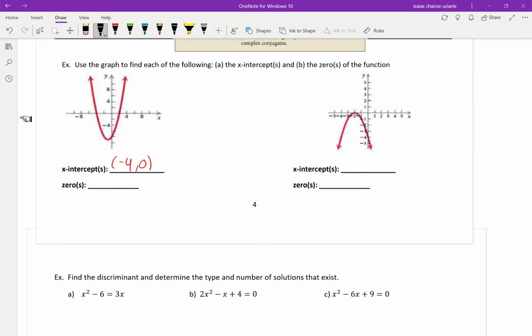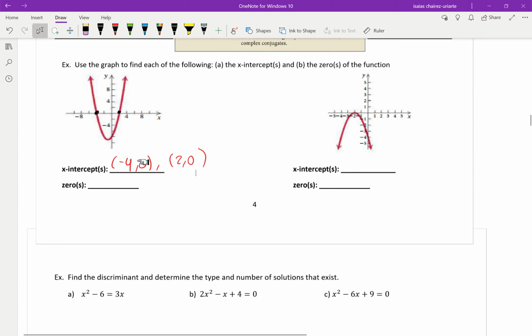That would correspond to this right there. And the other one looks to me as though it should be (2, 0). But do notice that since they are x-intercepts, I'm supposed to express them as ordered pairs, as points. Now, what can I say about the zeros?